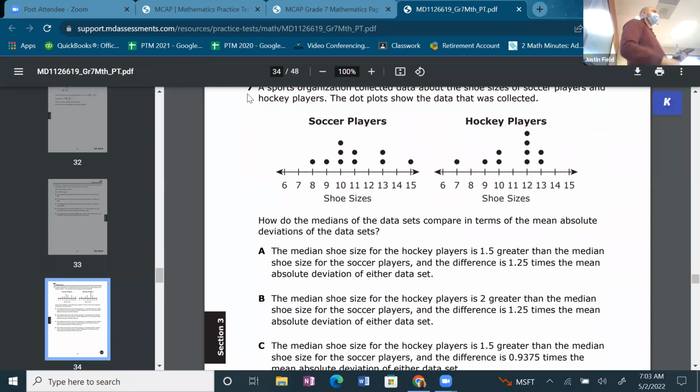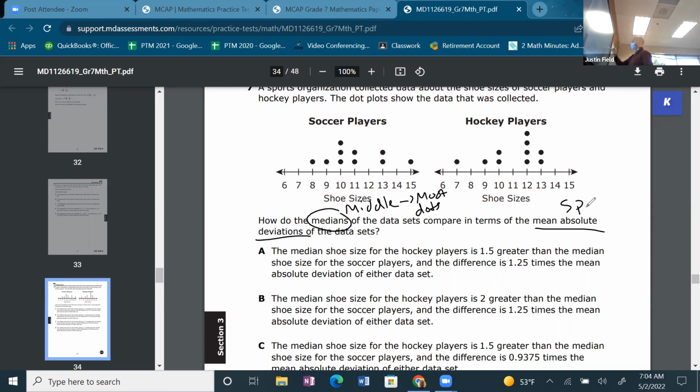Okay, so we just need to look at the data and see where the median is. You guys know what the median means? A simpler word. Oh, well, I was looking for middle. The median is the middle. So when you look at these dot plots, the middle is where most dots are. And then the mean absolute deviation is called the spread, which is how spread out the data is.